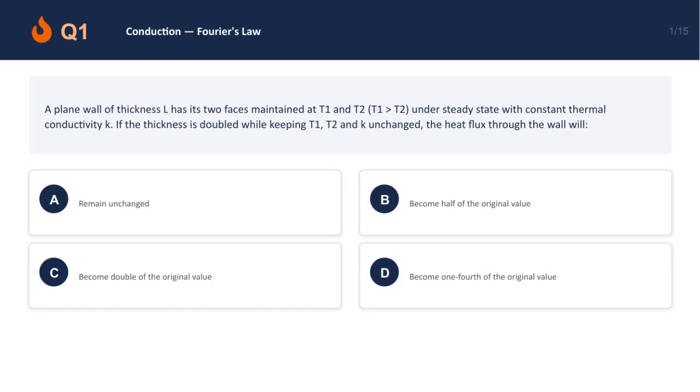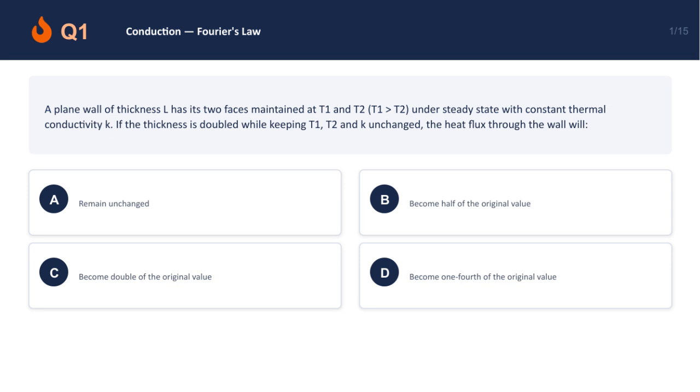Here we have a question about conduction and Fourier's law. Imagine a plane wall with thickness L, with its two faces kept at temperatures T1 and T2, where T1 is higher than T2. The thermal conductivity, K, is constant, and the system is in a steady state. The question asks what happens to the heat flux if we double the thickness of the wall while keeping everything else the same.